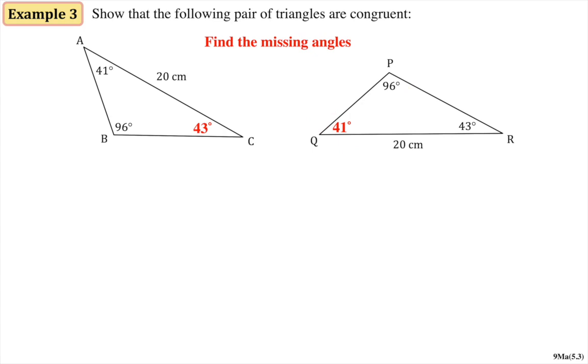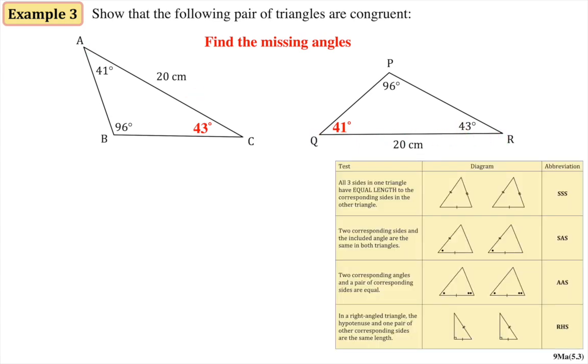I'm not worried about that for this exercise. I'm worried about showing whether the triangles are congruent. Now, how do I know these triangles are congruent? There's a 41 degree angle and a 41 degree angle, a 96 degree angle and a 96 degree angle, a 43 degree angle and a 43 degree angle. The side that has the 20 has the 41 and the 43 degree angle next to it.